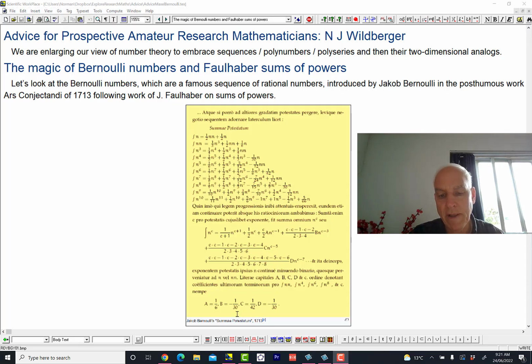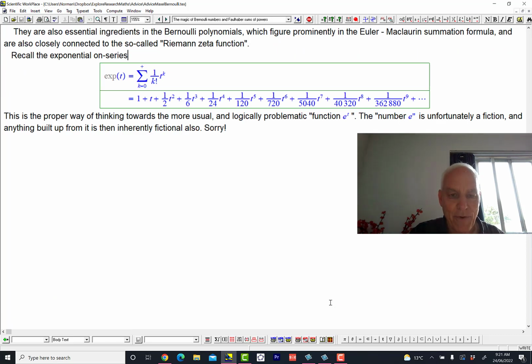And here is something from his work. This is a chapter called Summi Potestatem, written in Latin, in this work, Ars Conjectandi. And what we see here is a bunch of polynomials, and these polynomials are actually the Faulhaber polynomials that Faulhaber discovered, and the final coefficients of every second one of these are the Bernoulli numbers. You can see here down in this bottom row, he's identifying some of the first ones: 1/6, minus 1/30, 1/42, minus 1/30. So the Bernoulli numbers are quite unpredictable, and it's quite an interesting story.